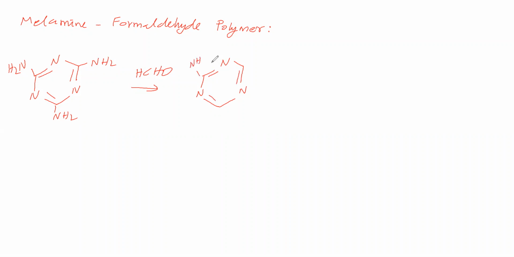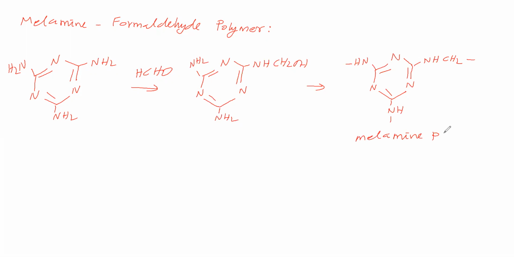Here we will give NH2. Here we will give NH2. Here we will give NHCH2OH. Okay. Then it is converting into, in the sense, N. Here N. Okay, we have given. Then we will give 5 bonds. Here 5 bond, here 5 bond, here 5 bond. Here we will write NH group. Here we will write NHCH2 group. This is melamine polymer.